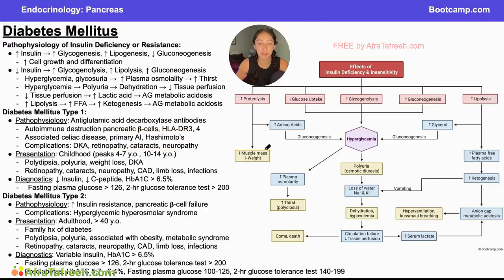In this section, we'll be going over type 1 and type 2 diabetes, as well as the general pathophysiology of insulin deficiency or resistance, which are super high yield topics for Step 1. So let's get started. First, let's just talk about what insulin does in basic physiology.